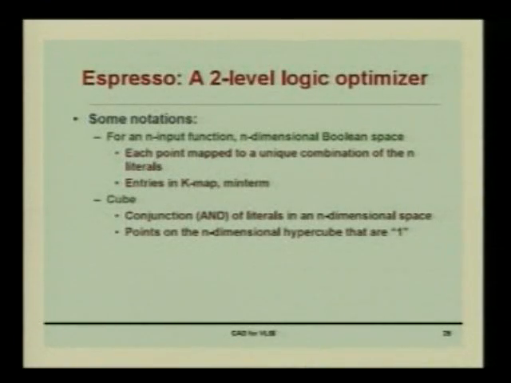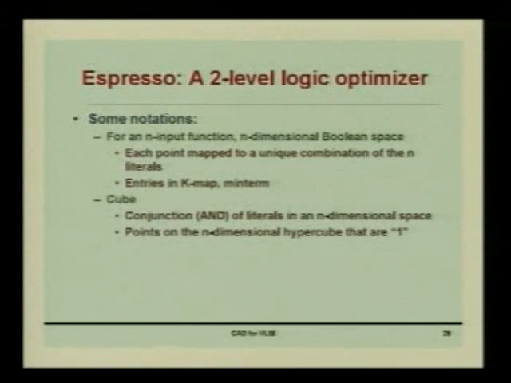Espresso is one such algorithm which does two-level logic optimization very efficiently. See, Espresso is not an exhaustive algorithm. It does not search all the minterms and extract the global optimum solution. It is a heuristic kind of approach which iteratively refines the solution and tries to reach a suboptimal solution, maybe what is good enough for our purpose. This type of algorithm is called an iterative refinement algorithm.